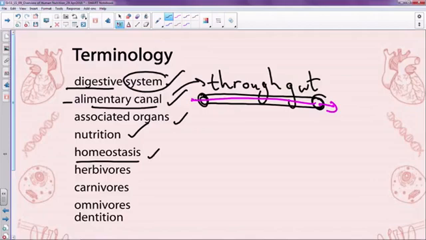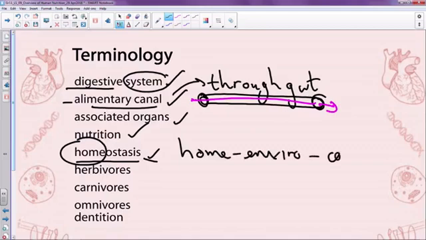Homeostasis is quite an important term, and we've got to look at this in the next couple of episodes, but homeo refers to an environment and stasis would be constant. So we're looking at how the environment is maintained constant. In the context of the human body, we're looking at how the body maintains a constant internal environment, and that process is called homeostasis.